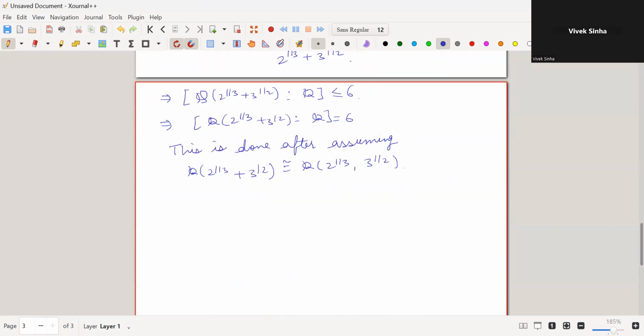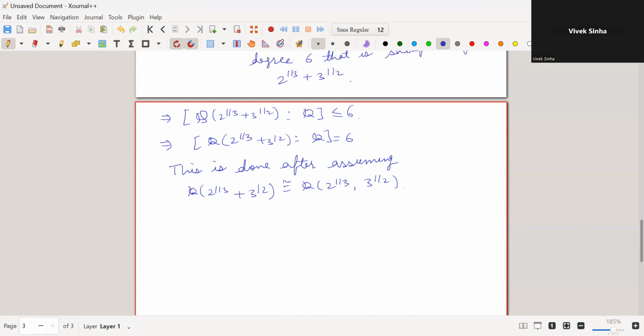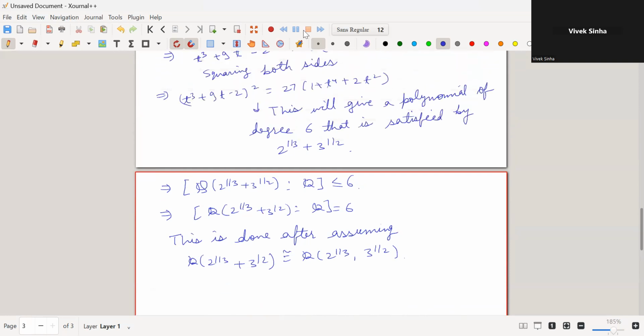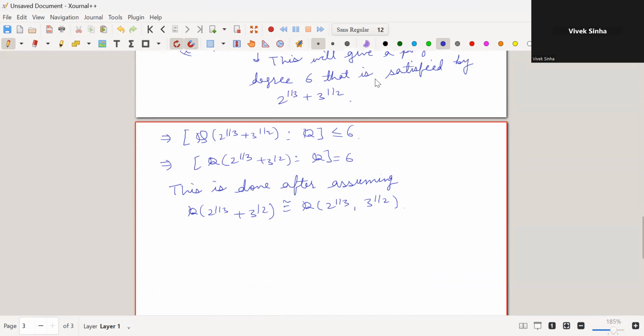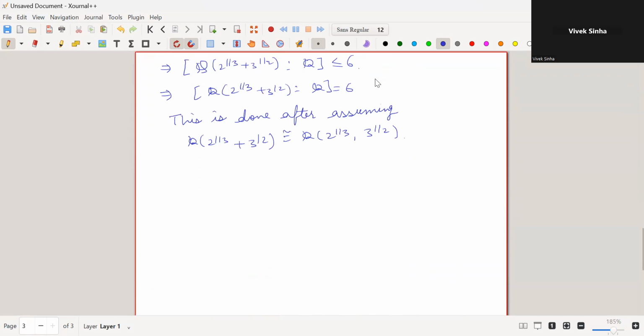Either we have to prove this, or if you want to bypass this proof, then you try to show that whatever polynomial you are getting is irreducible, or that no polynomial of degree less than 6 satisfies this.